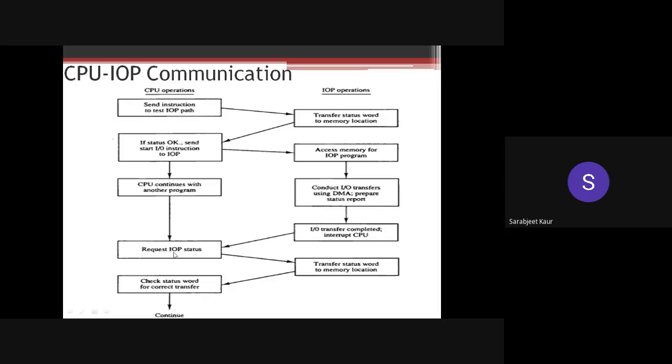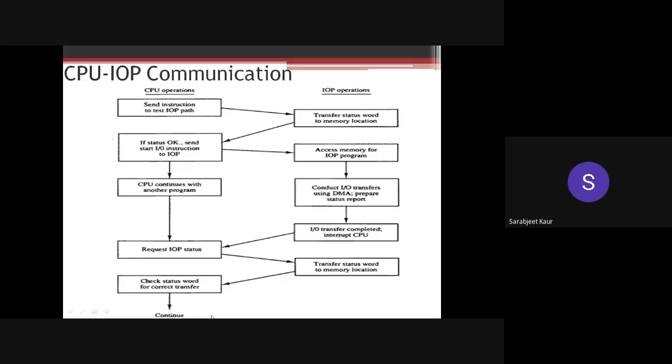Then, when interrupted, the CPU requests the status of the IOP, whether the IO transfer has been completed or not, and the IOP transfers the status word with this report back to the CPU. After that, the CPU can continue with the remaining jobs, because now the IO is done. Okay.